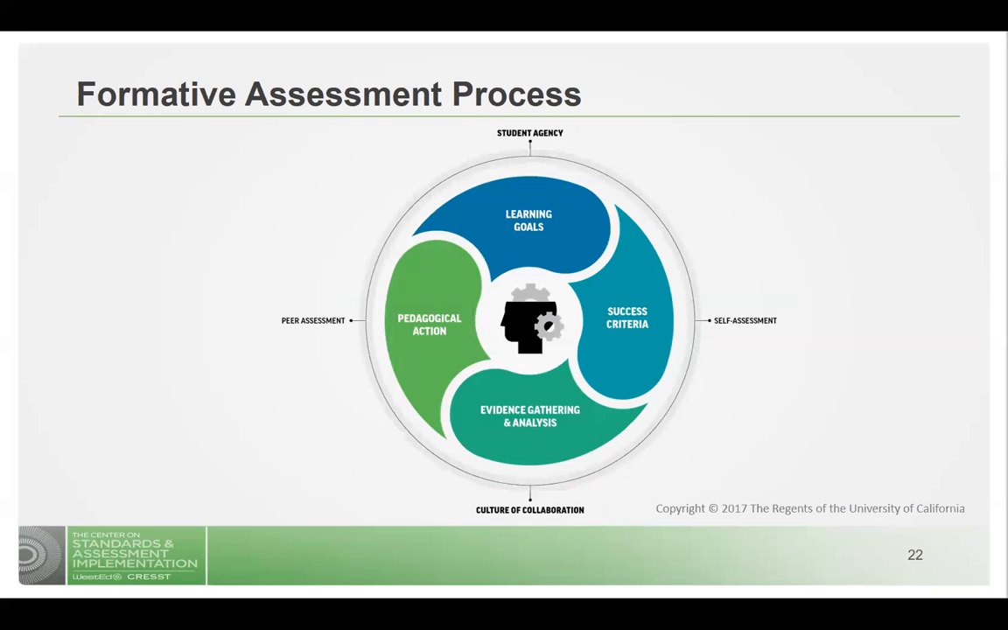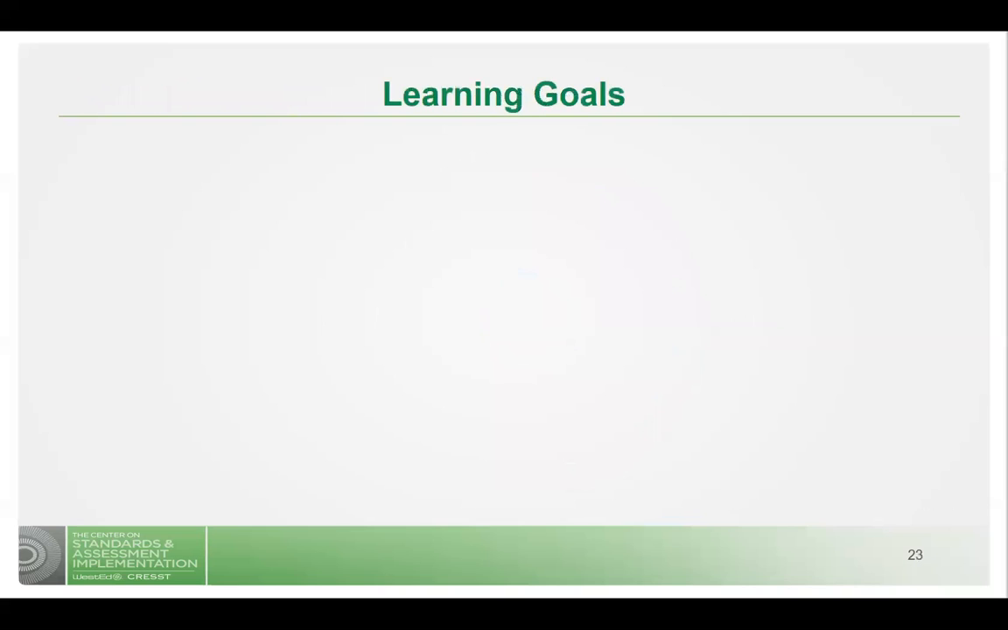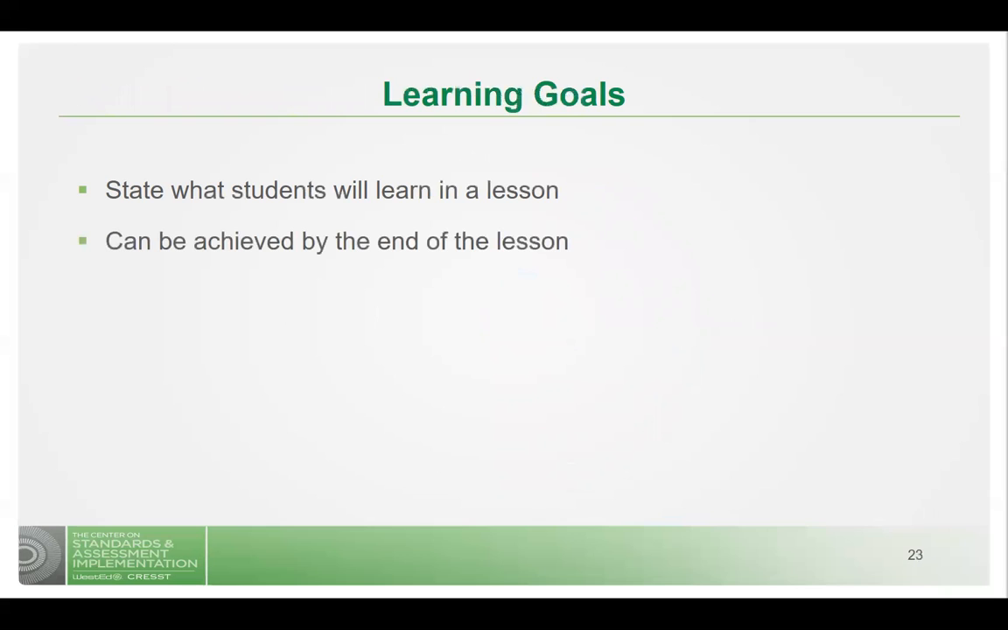In the user's guide, we provide a copy of this diagram as well as a definition of each term. Learning goals state what students will learn in a lesson. Sometimes they are called learning objectives or targets, but they are not simply standards written on the board. They must be able to be achieved by the end of the lesson, and they should establish the context, purpose, and importance of that lesson.